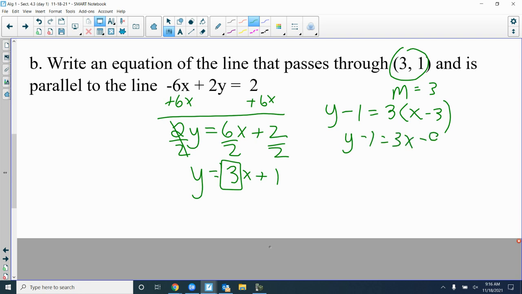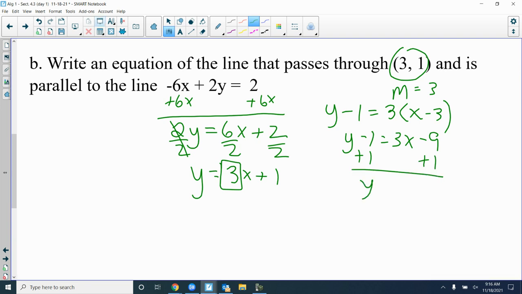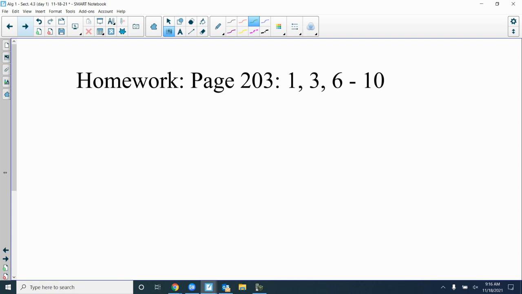Okay, all right, we do have an assignment here. So you should get 3x minus 8. Final answer. All right, page 203, number 1, number 3, and then 6 through 10.